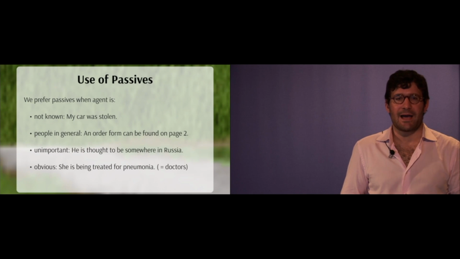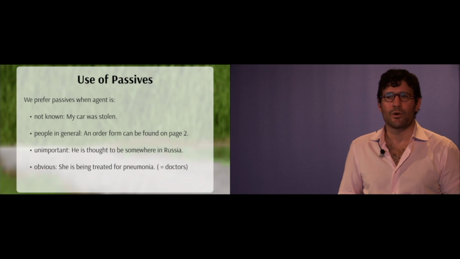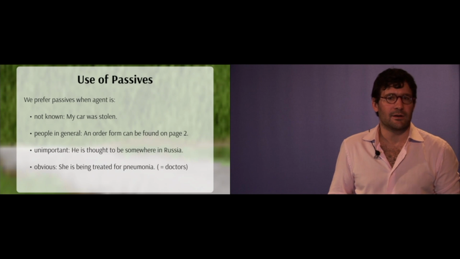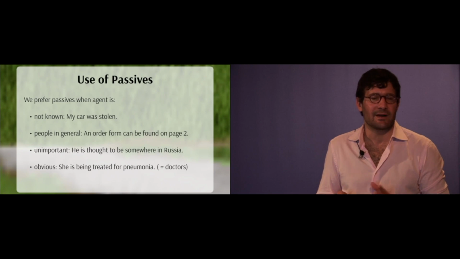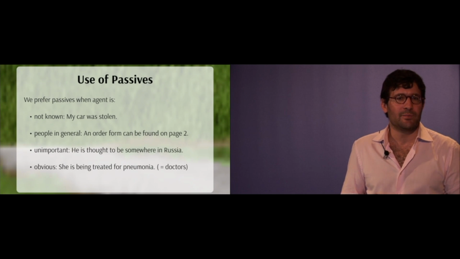We also use passives when the agent is people in general. So an order form can be found on page 2. So let's say I'm reading a magazine and I want to order some wine, or some clothes or something like that, some kind of catalog, and I write an order form can be found on page 2. So essentially people in general, all of you people who are reading this magazine can find the order form on page 2. So instead of saying that, we use a passive.